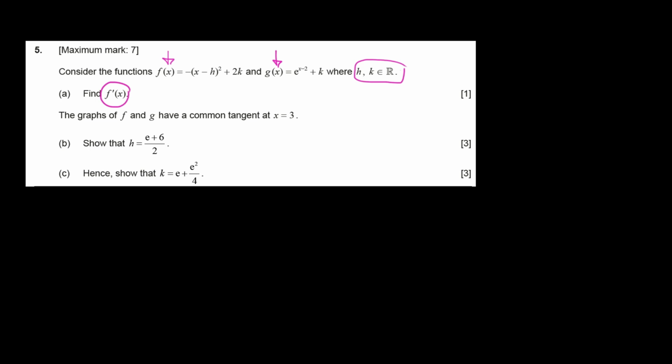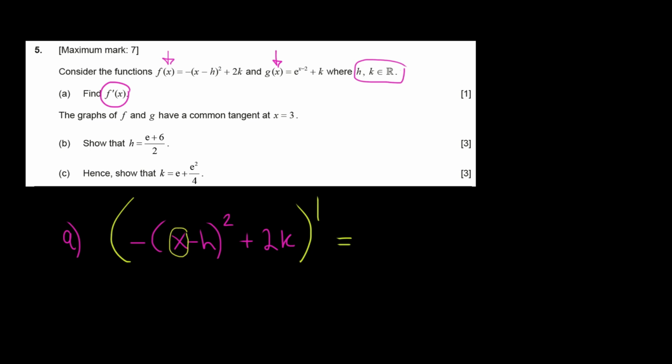Find the derivative of f of x. Okay, let's do it over here. f of x is minus bracket x minus h to the power 2 plus 2k. All of this thing we're gonna differentiate. When you have things like that, you have to remember what you are differentiating with respect to. You are differentiating with respect to x, so this is your variable of interest. Anything else than that, such as h and k, are constants, and you know that the derivative of constants will be 0.